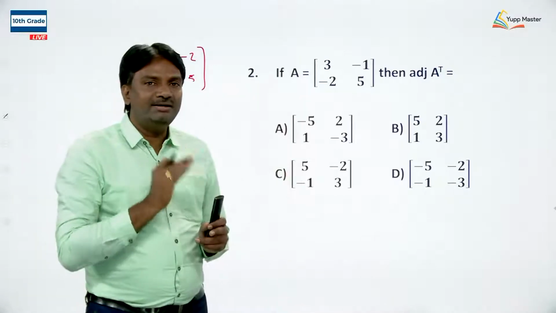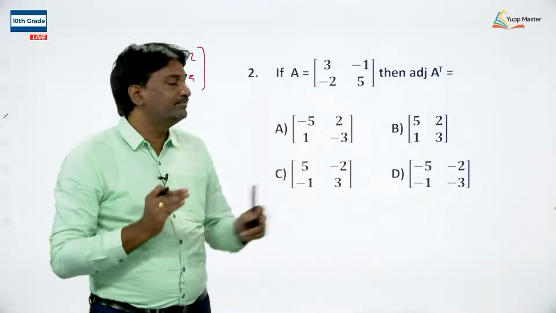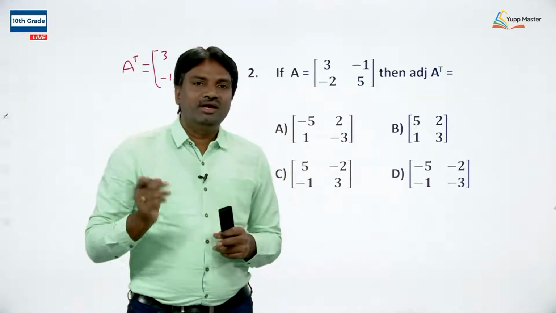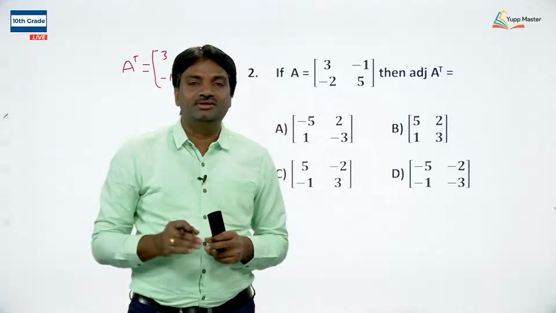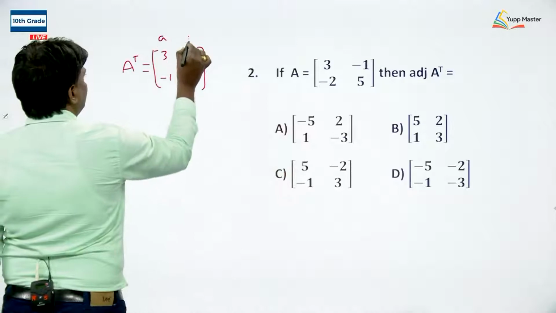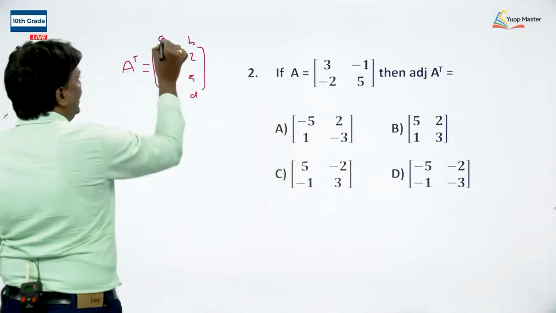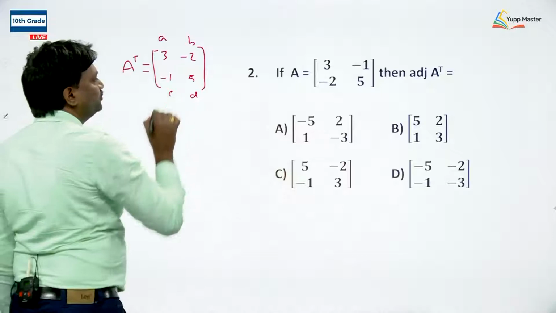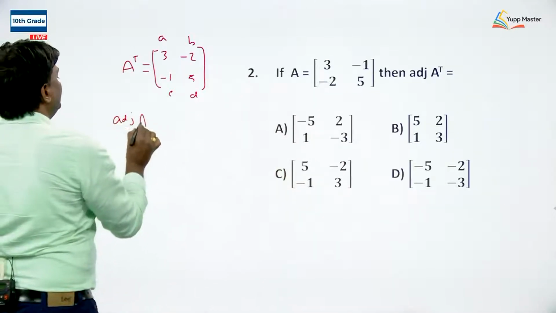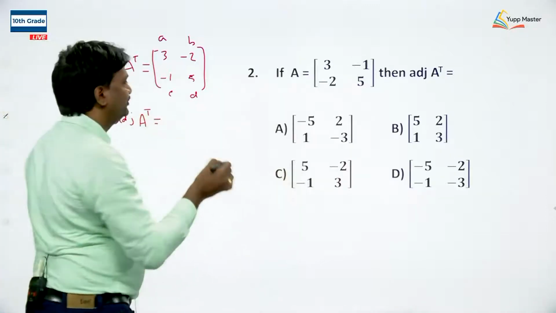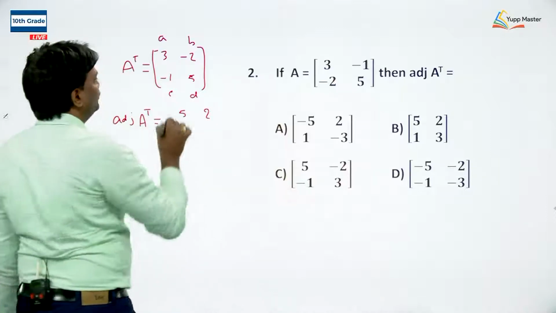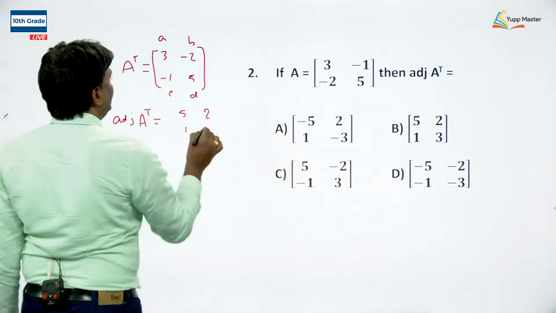Now for this matrix A transpose, we have to find the adjoint. So adjoint of A transpose, again by using the same formula: if A equals [a, b; c, d], then adjoint A equals [d, -b; -c, a]. Here a equals 3, b equals -2, c equals -1 and d equals 5. Now adjoint of A transpose equals d, which is 5, then -b, which is -(-2) equals plus 2, then -c, which is -(-1) equals plus 1, and a, that is 3.